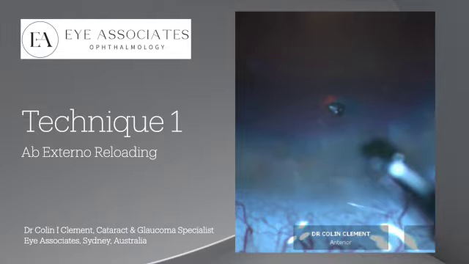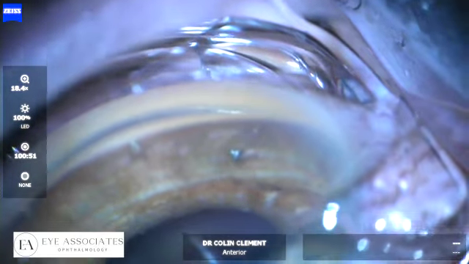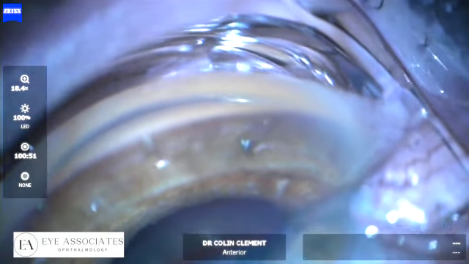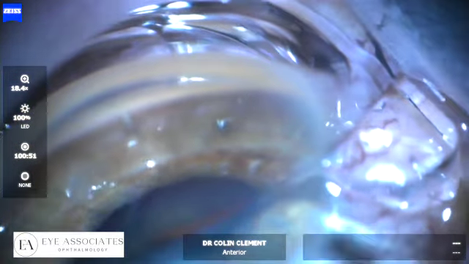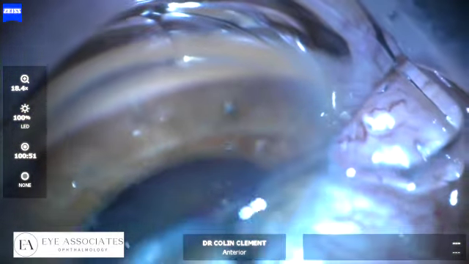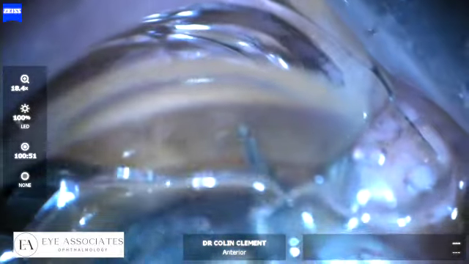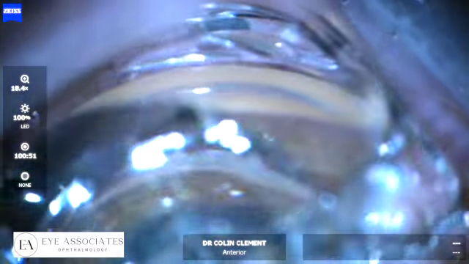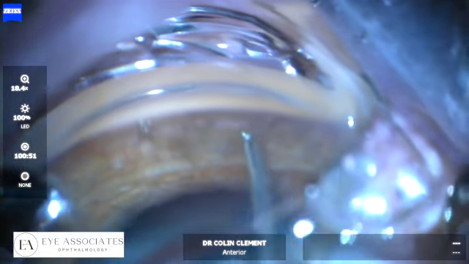This video demonstrates two techniques for retrieving an underimplanted iStent Infinite. The first is an ab externo technique whereby the stent is placed on the corneal surface in preparation for reloading on the injector. The stent is retrieved from the anterior chamber using a micro retinal forceps.